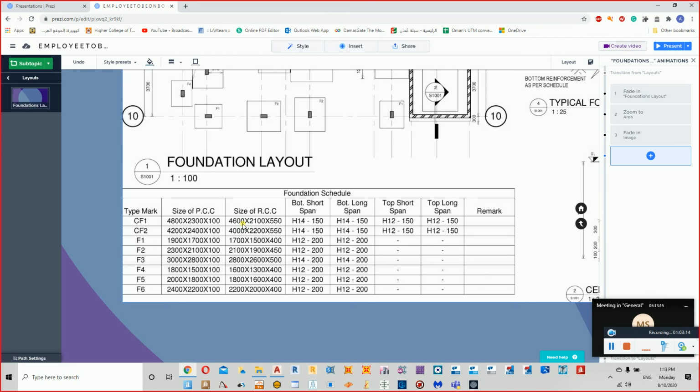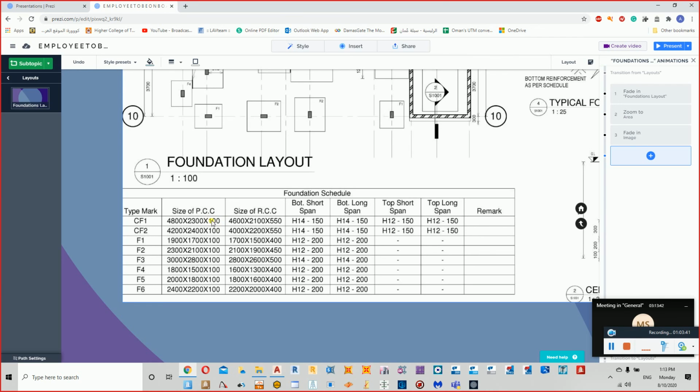So if we are talking about 4600 for the foundation, we need to increase 100 mm from this side, 100 mm from this side. So the length of the BCC will be 4800. If the width of the foundation is 2.1, we need to add 0.1 from here, 0.1 from here, so this is going to be 2.3. The depth of the BCC, as we said, is going to be 100 mm.